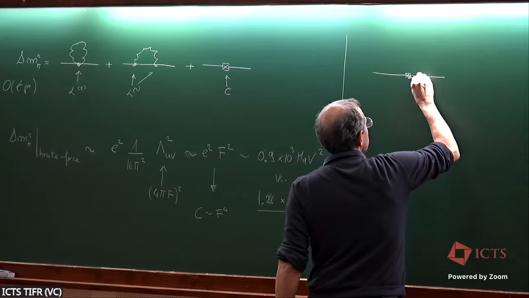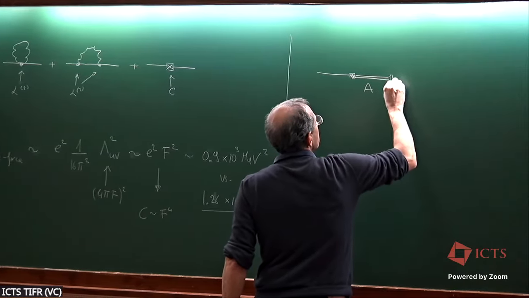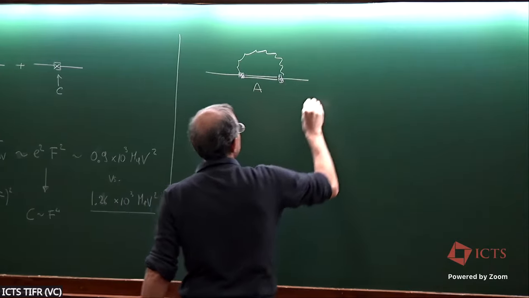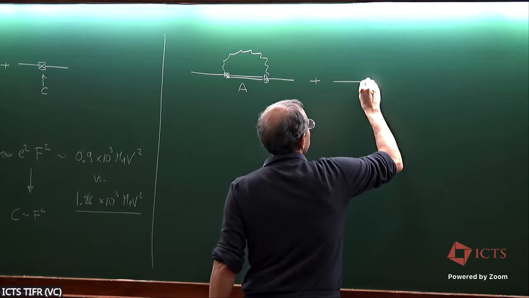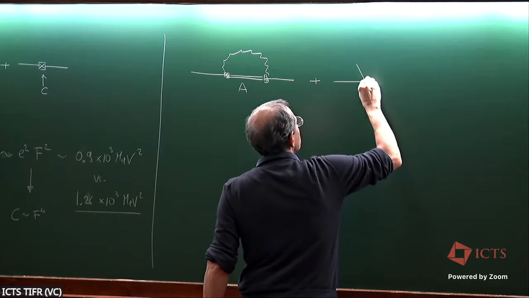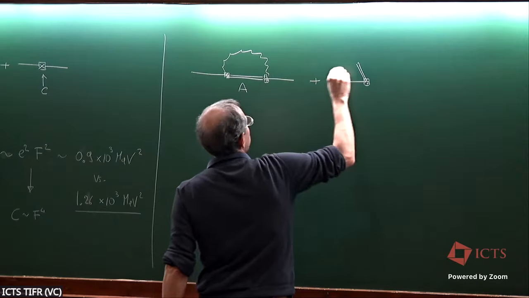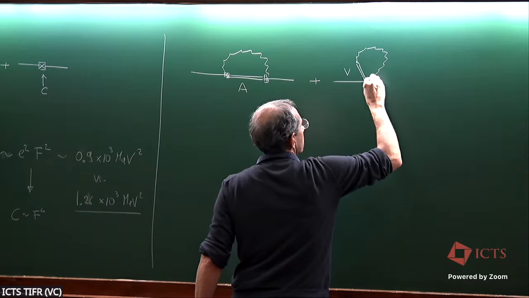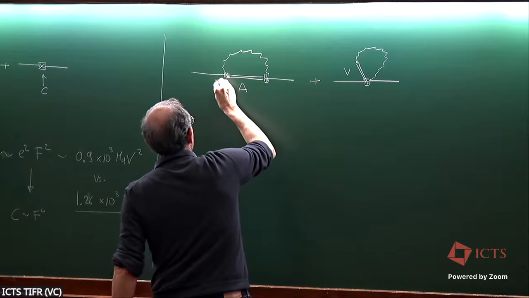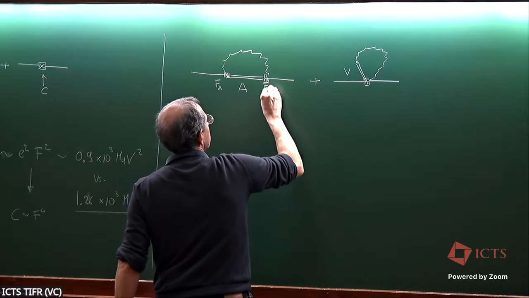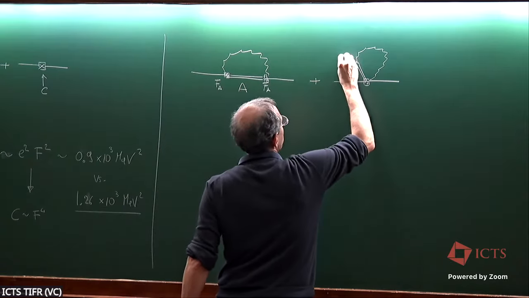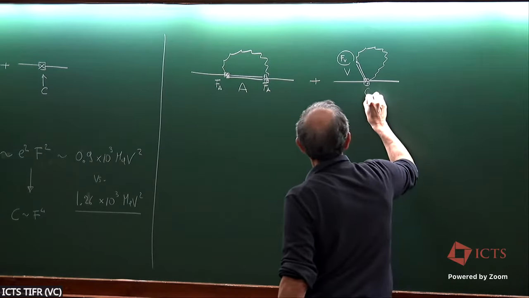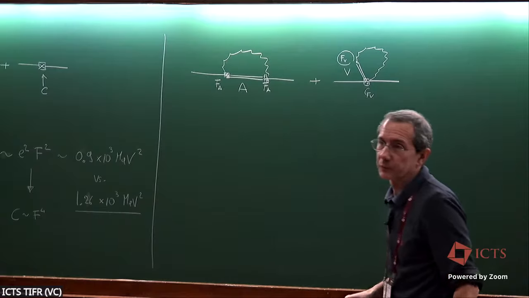For instance, there is this diagram, and so this is the A, this is the vector. So here you will have your FA. Well, here you have your FV, okay? And here you have your GV, which is connected.